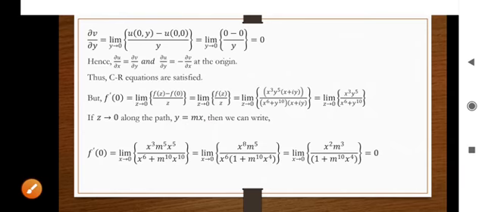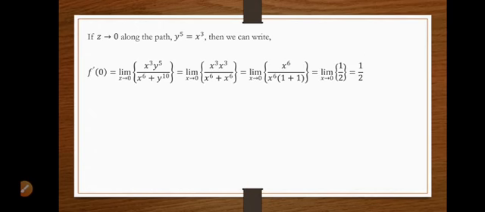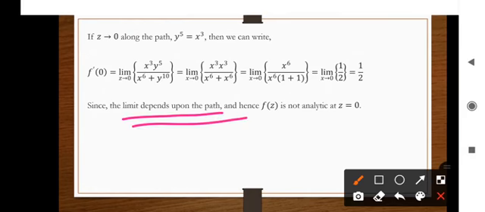Now let us check whether we are getting the same derivative value along another path or not. So along this second path y raised to 5 equal to x cube, we get the derivative value as 1 by 2. So from this it is very clear that along different paths we are getting different values of f dash of z at 0, that is at origin. So the limit depends on the path, and hence f(z) is not analytic at z equal to 0, that is at the origin.